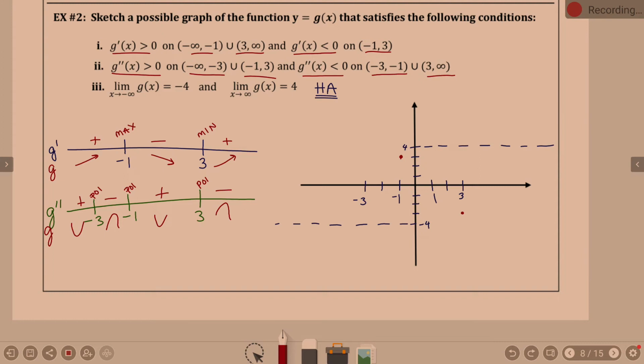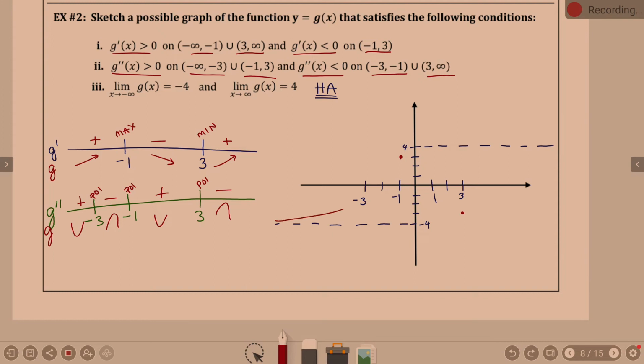So I'm going to start off increasing, right? So I'm going to start off low, and I'm going to be building up to -1. What am I doing in concavity as I get there? I'm going to start off concave up, but then somewhere around -3, I have to change to concave down. Can you visualize what your graph is doing there? As I come from the left, I'm coming from this horizontal asymptote, right? Does it go like that? Mm-hmm. At least I think so.